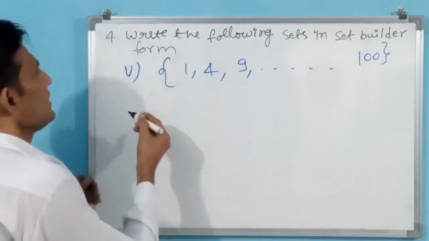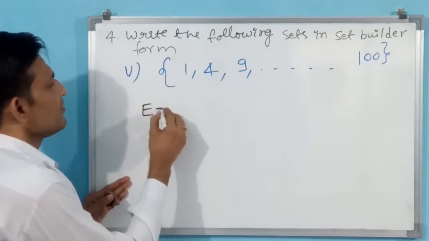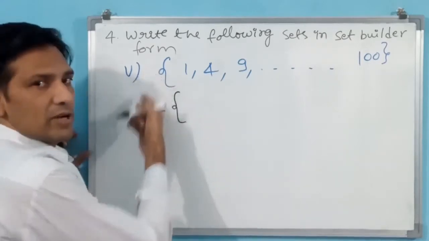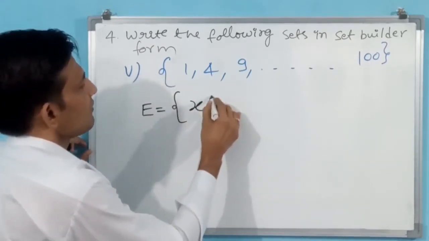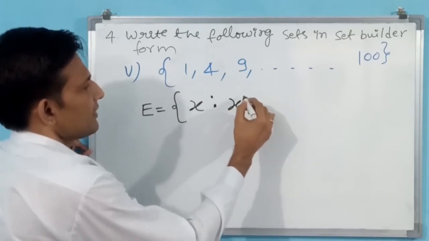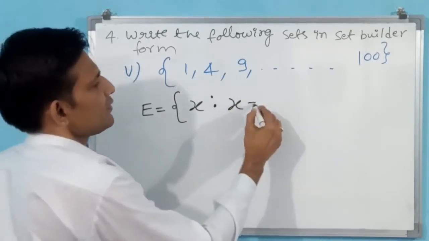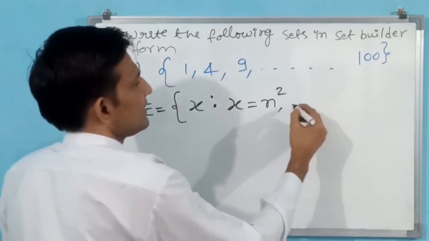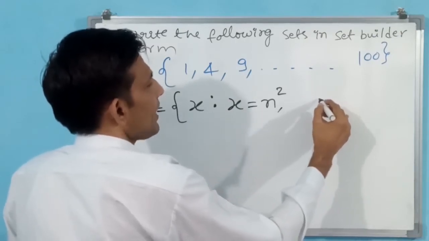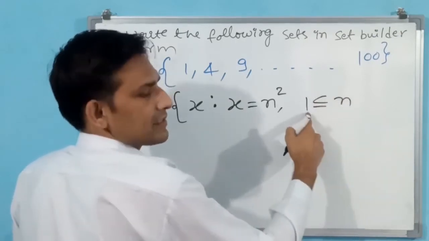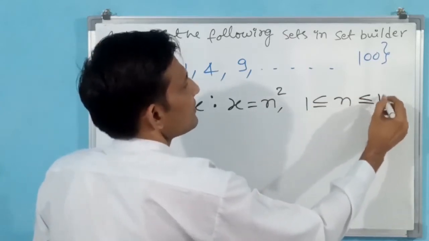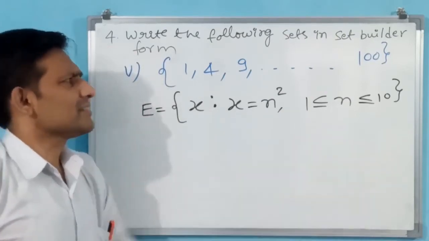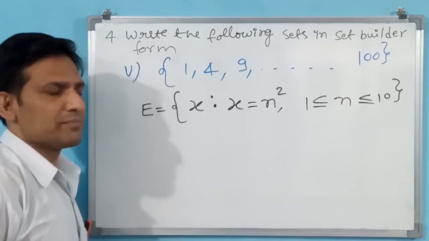How are we going to write it? You take x, or natural numbers n also you can take. There is no harm. Why? Because they have not given anything. For all the values of x, x is equal to n square, I write. Then I write n is greater than or equal to 1 but less than or equal to 10. Is it correct? You need not write n is a natural number or something like that.